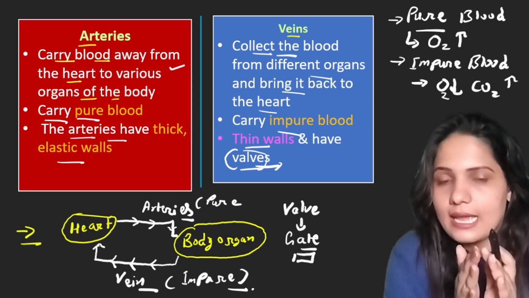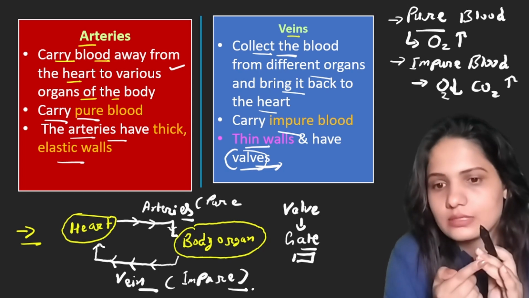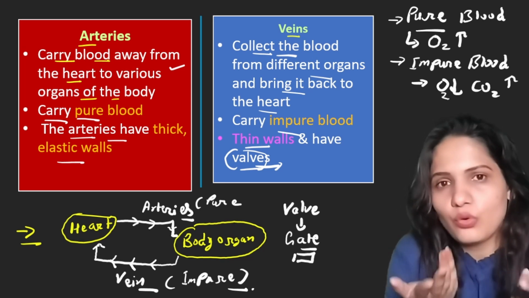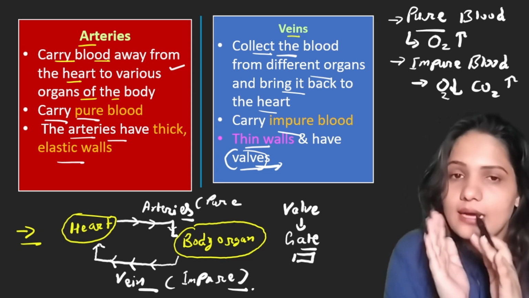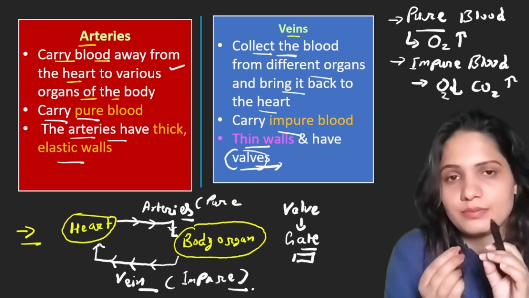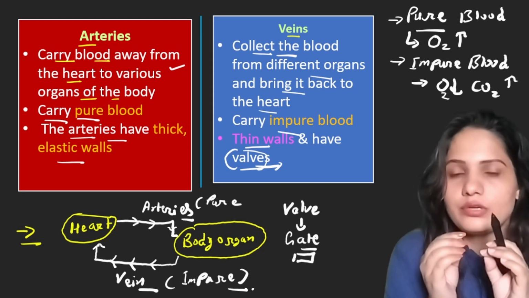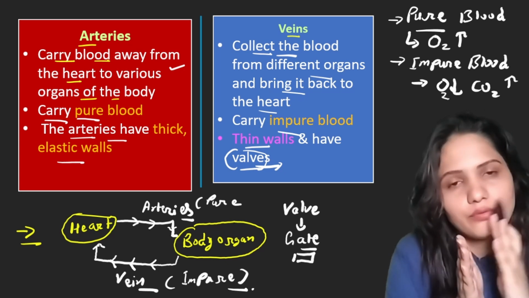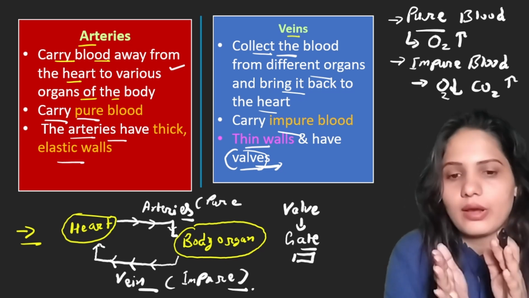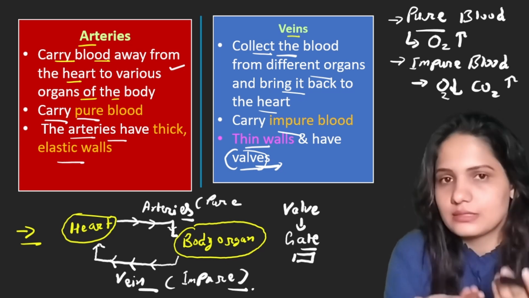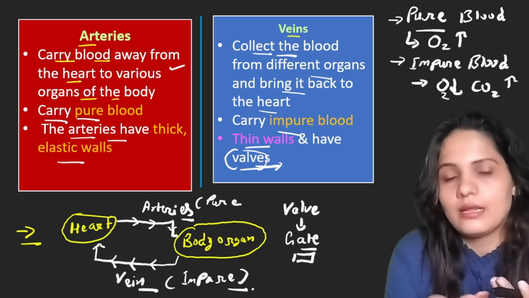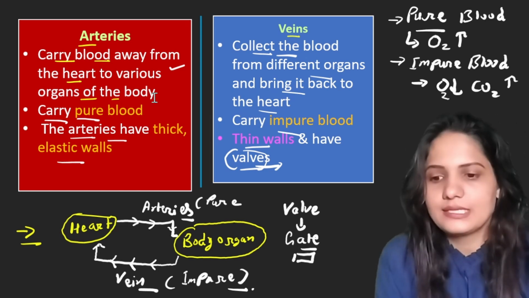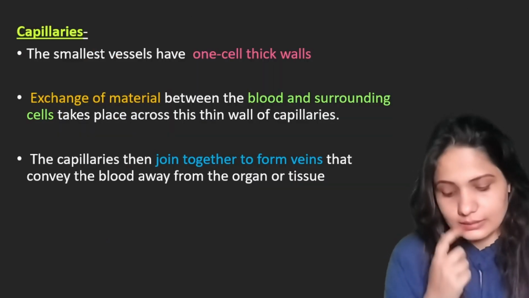Veins have valves and thin walls, and in arteries we have thick, elastic walls, and there is no need of valves because in arteries this much pressure is already present that blood won't be able to flow backward. It only moves in the forward direction. This is about arteries and veins. Now you know what an artery is, what a vein is, what their function is, and the difference between arteries and veins. Next we have capillaries, the third type of blood vessel.